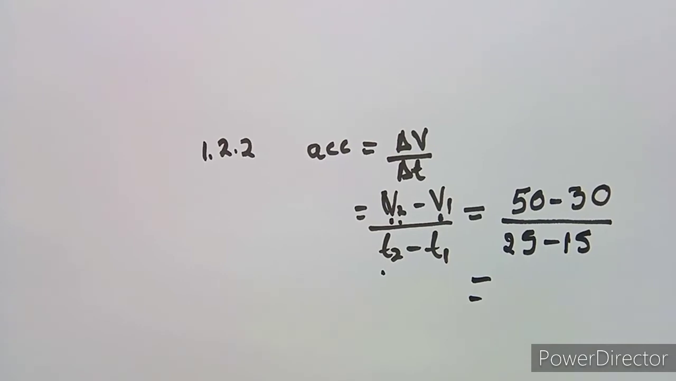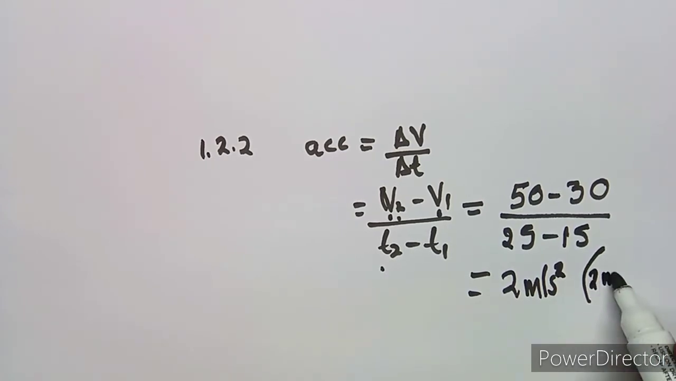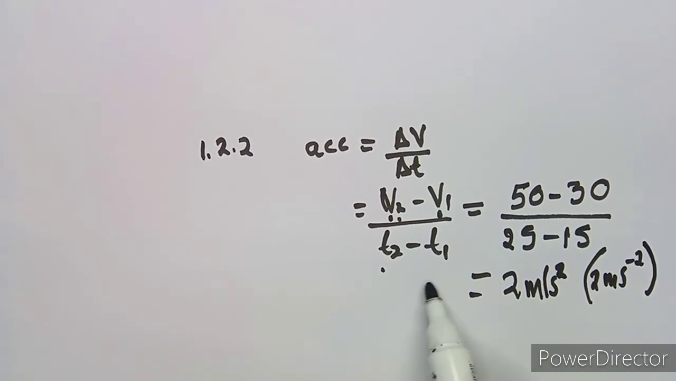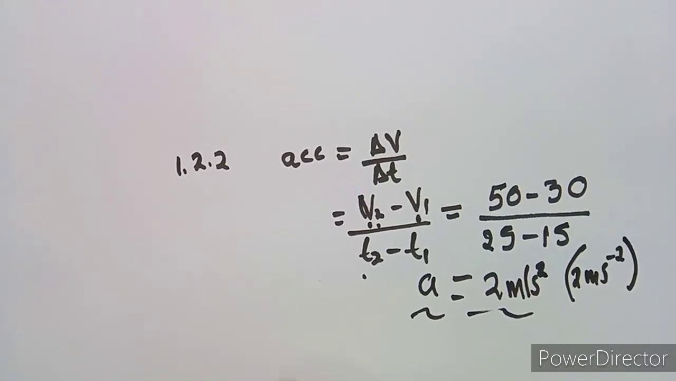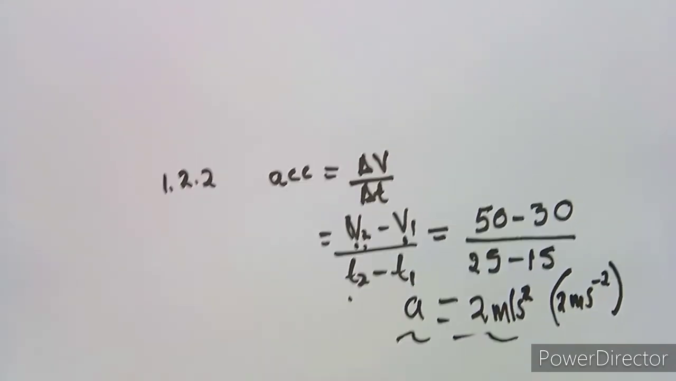So if we simplify properly there, you're going to obtain 2. And take note, this is acceleration, which is measured in meters per square second. Or someone can write this as 2 m/s² in this way. It's still one and the same thing. So this is your acceleration, which is the change in velocity over the change in time for the given time that you're having there. All right, so that's 1.22, which was on acceleration.